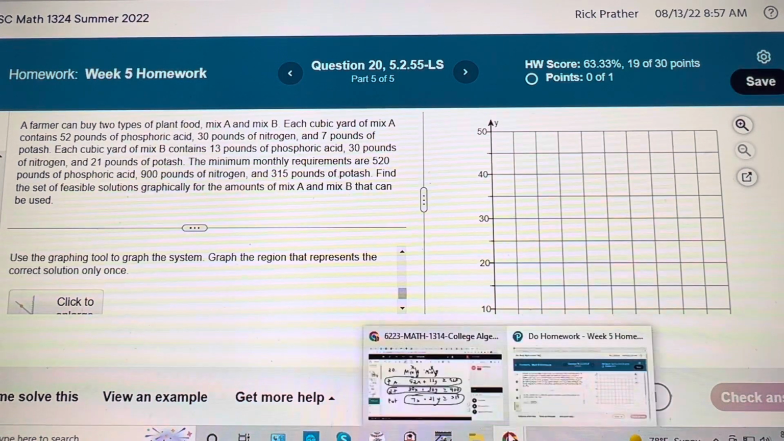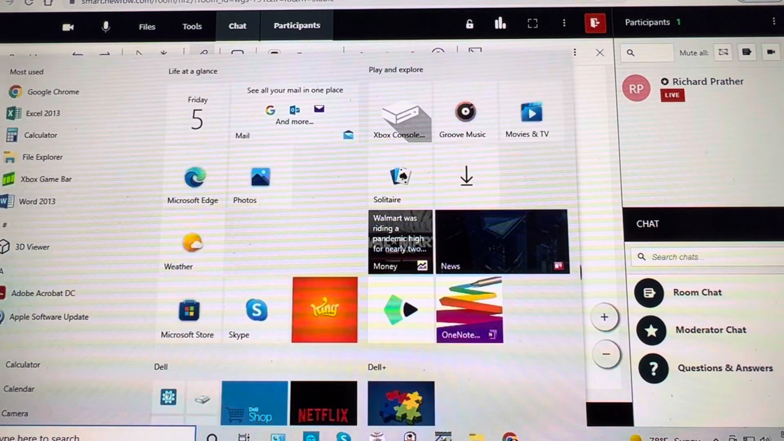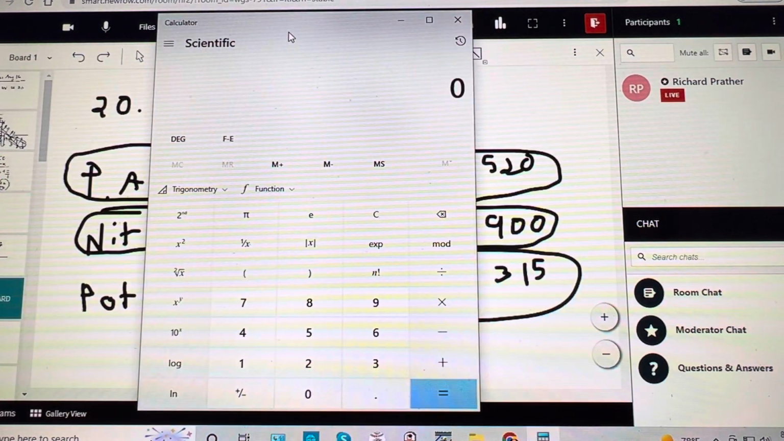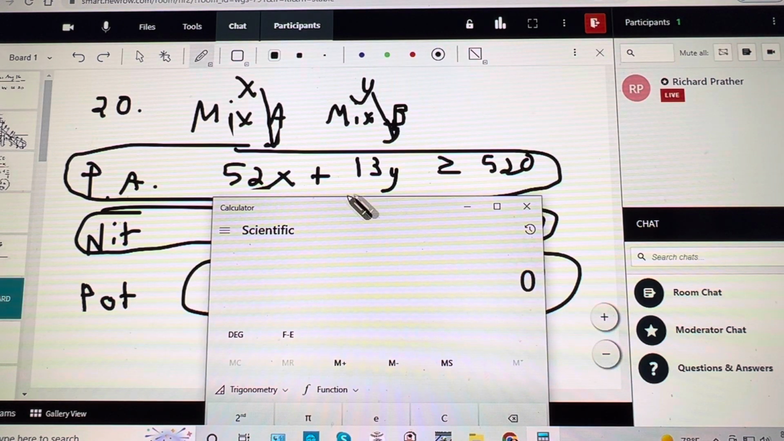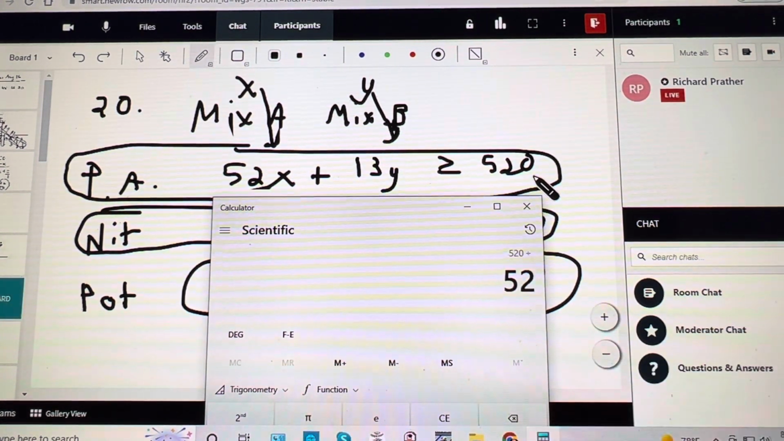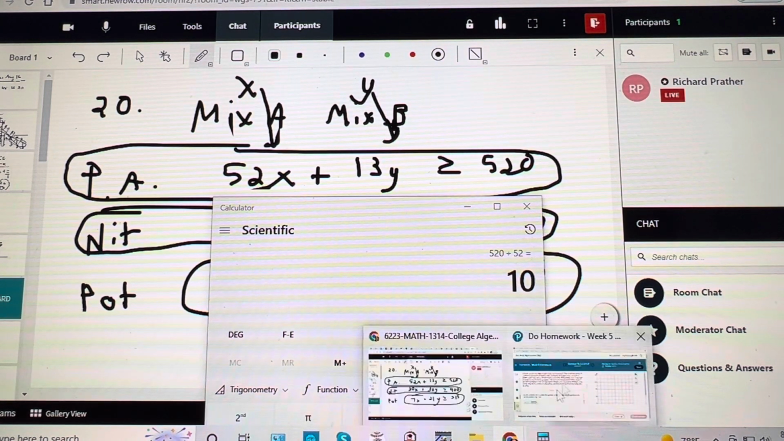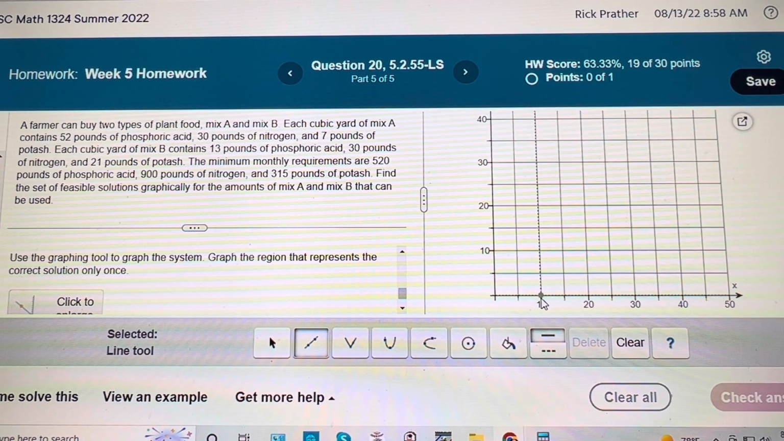Okay, so then I would definitely use the intercept method here. Hopefully these divide evenly. So everything's all positive here. All positives right here, so this is not going to flip. It's going to be greater than or equal to. If I put 0 in for y, this part would disappear. So 52x equals 520. That's going to divide evenly. That's exactly 10. 520 divided by 52 is 10. So x is 10 for my first line.